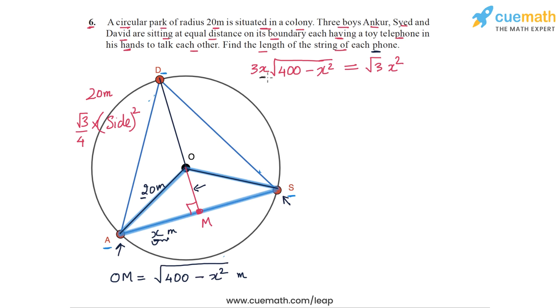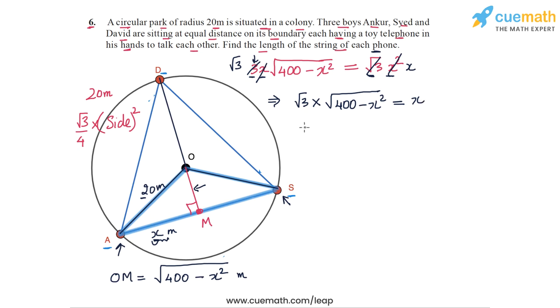Okay, so we have an x on this side and we have an x square on this side. So we can cut one x and we'll be left with x. And we have this 3 here and we have this root 3 here. So we can actually divide this 3 by this root 3 and we'll be left with root 3 on the left side. So if I have to rewrite this equation, I can write this as root 3 into root of 400 minus x square, and on the right side I will simply have x.